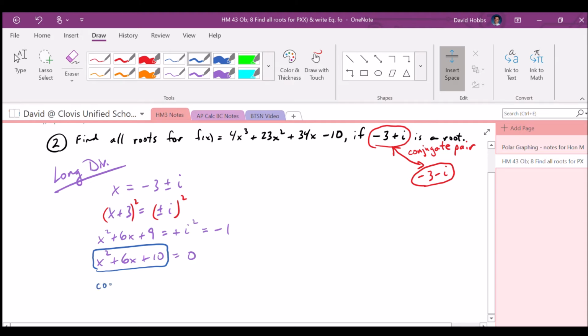So it contains -3 plus and minus i. And so since it contains those two roots, therefore x squared plus 6x plus 10 will go into this function evenly. And so that's what we're going to do. So x squared plus 6x plus 10 goes into 4x to the third plus 23x squared plus 34x minus 10.